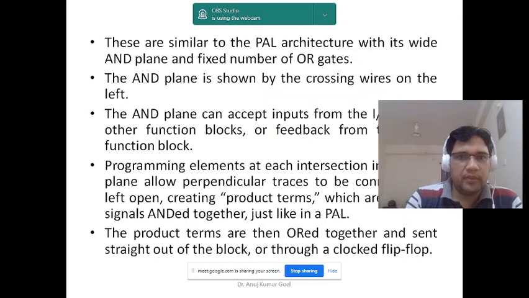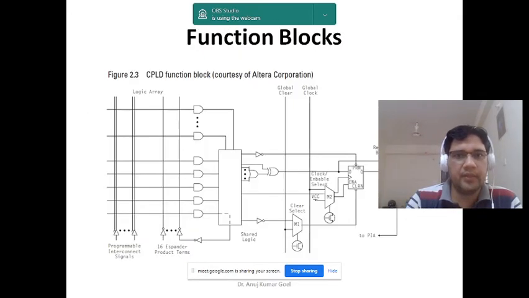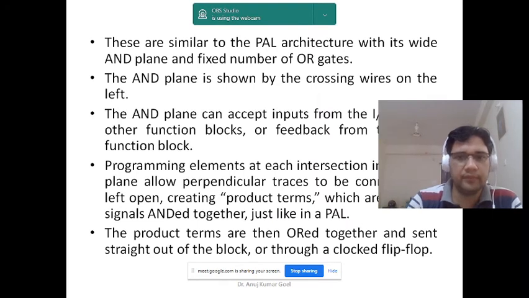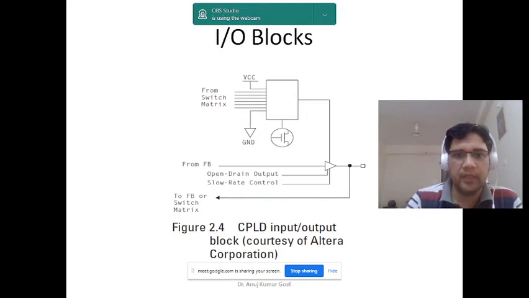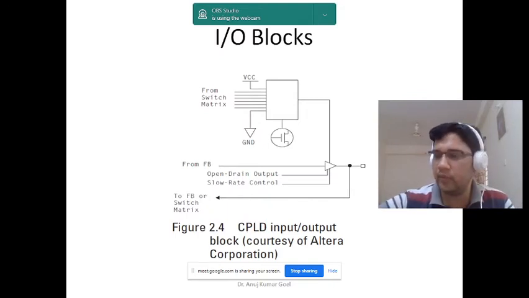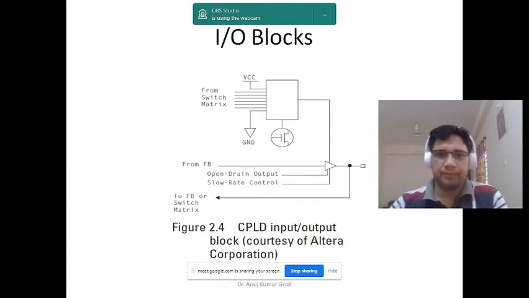Okay, up to this point, do you have any doubt about what the CPLD architecture is and what the functional block is? If you have any doubt, please share it in the chat box, and afterwards I will clear your doubts, within 10 minutes.